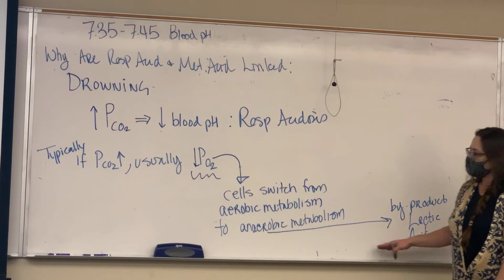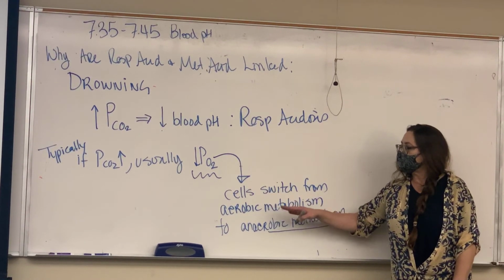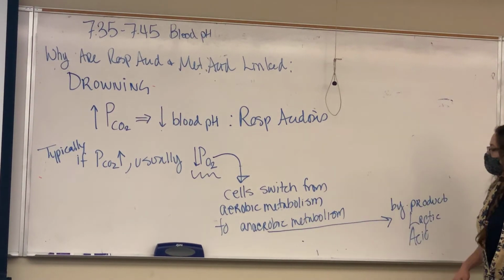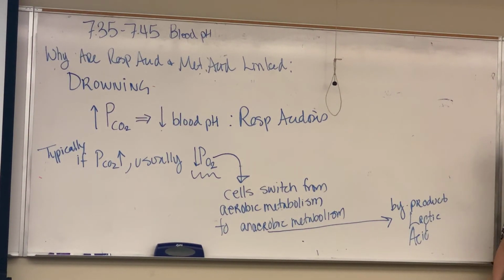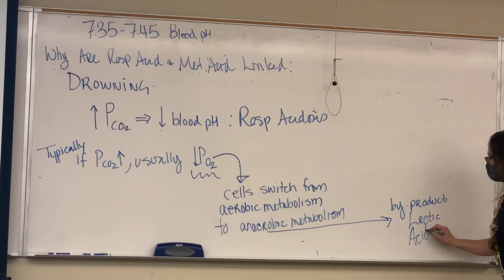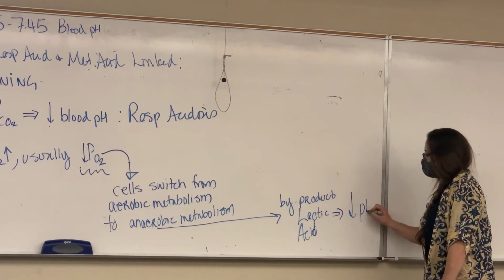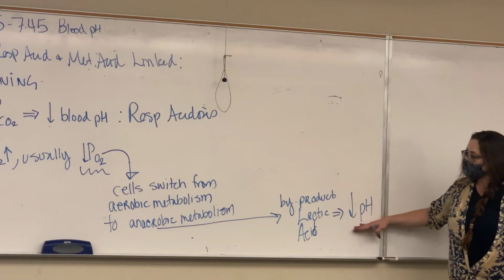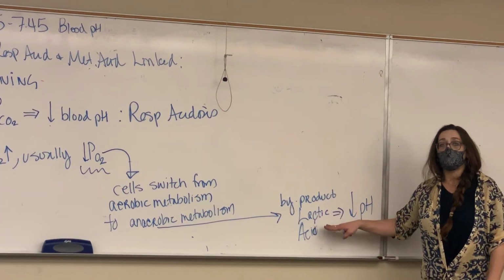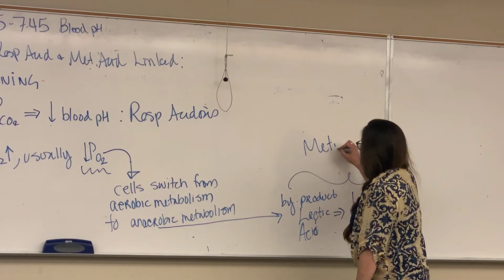Lactic acid. You don't get lactic acid with aerobic, okay? But if your oxygen levels are low enough, you can't do aerobic anymore. You have to do anaerobic. And when you do anaerobic, making ATP without oxygen, you always produce lactic acid. Lactic acid is an acid. Lactic acid is going to cause your pH to drop. So here your pH is dropping not because of CO2 levels, but because of lactic acid buildup. This is metabolic acidosis.